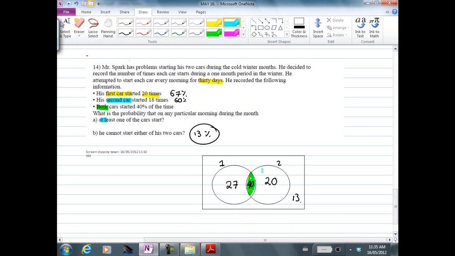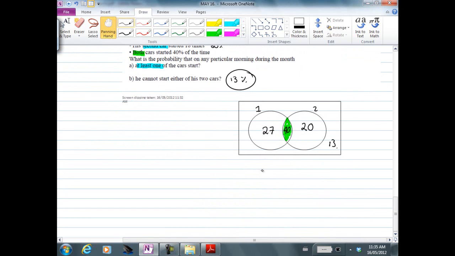At least one means you've got to have cases now. At least one means case one: I can have only car one starting. Car one, the probability of starting is 27%. Case two, only car two starts, 20%. Or I can have a third case. What's the third case? 40%, because both cars can start. Add everything together, and you should have 87%, which is exactly what it has at the back, because that's what at least one means.